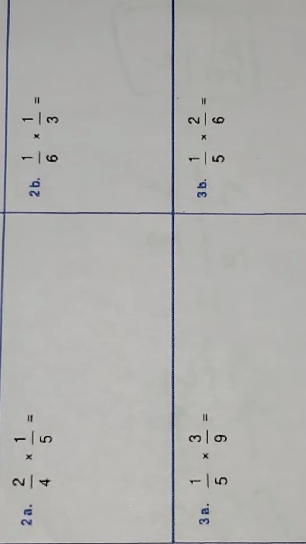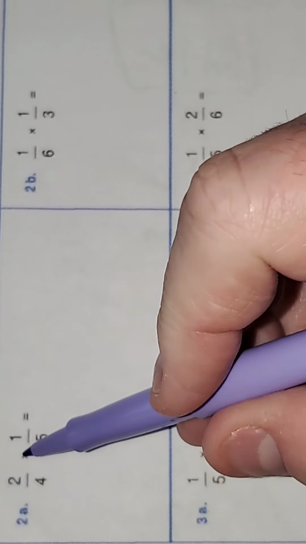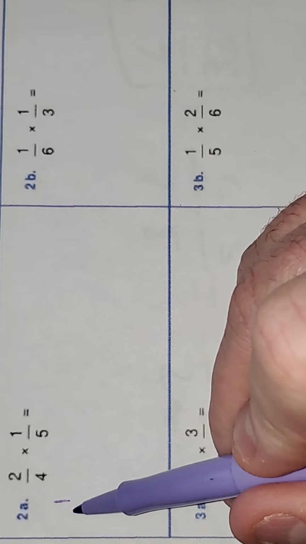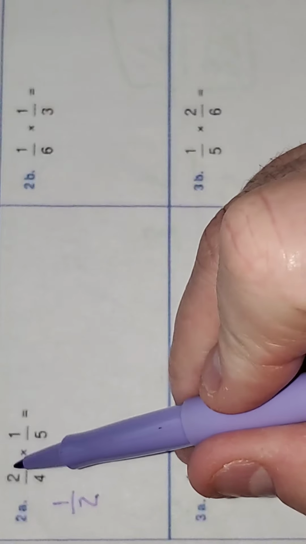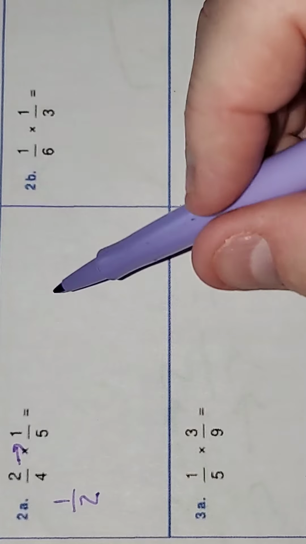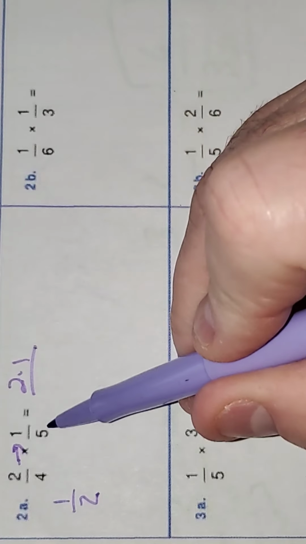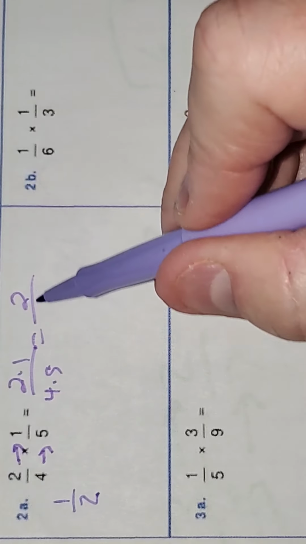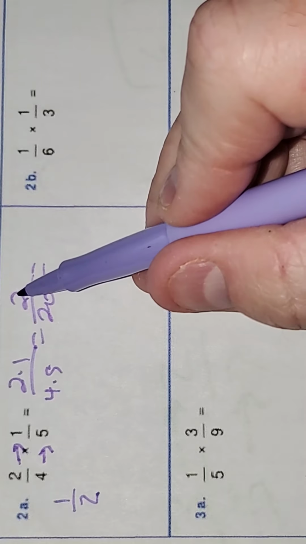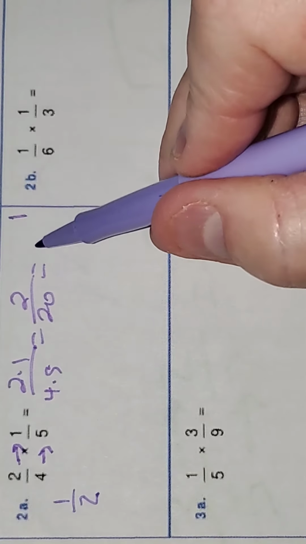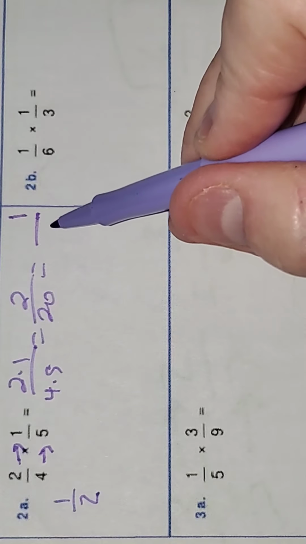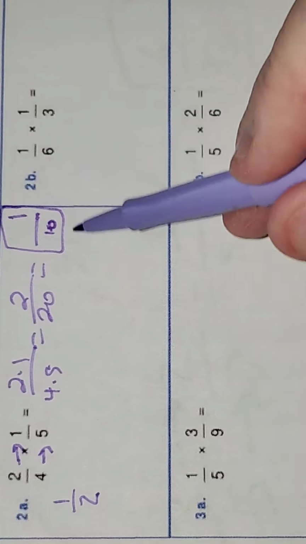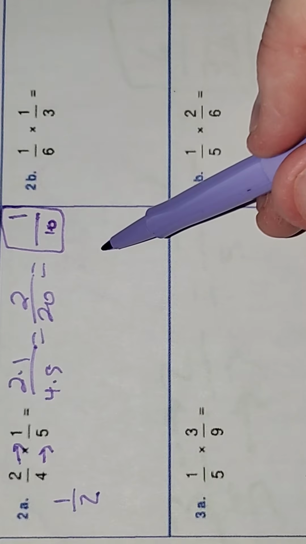See if I can get 4 of these in a screen. I apologize. Again, you can start here by calling this 1/2 if you want, or just straight up multiply and reduce later. 2 times 1 over 4 times 5 is 2 over 20. 2 goes into 2 1 times. 2 goes into 20 10 times. And 1/10 would be your final answer.